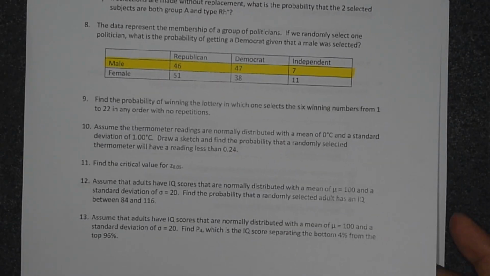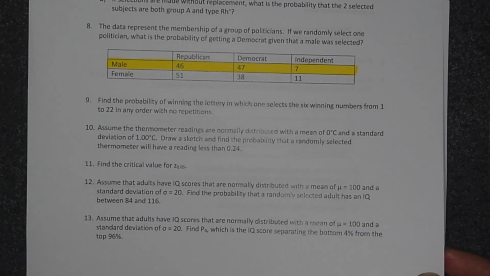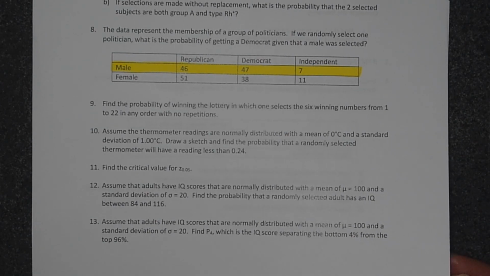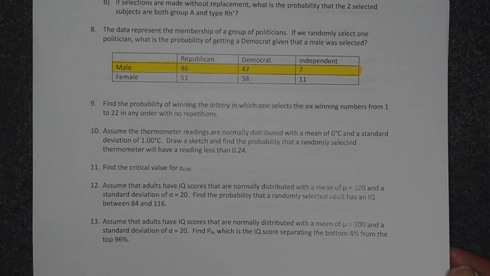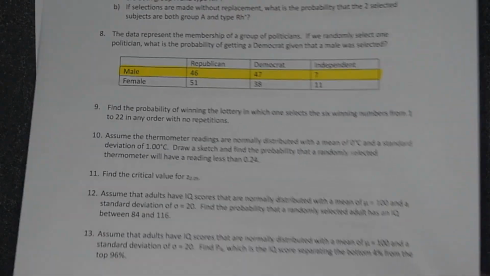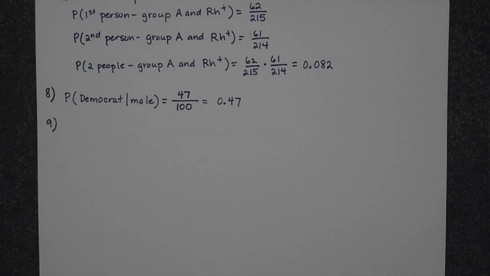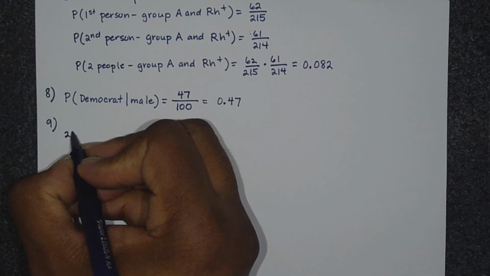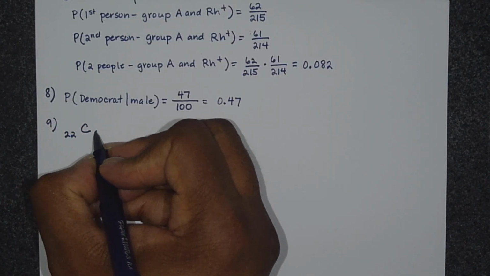In this case, we're going to find the probability of winning the lottery in which one selects the 6 winning numbers from 1 to 22 in any order with no repetitions. That's one of those combination problems. There are 22 numbers, and we're going to choose 6 of them.